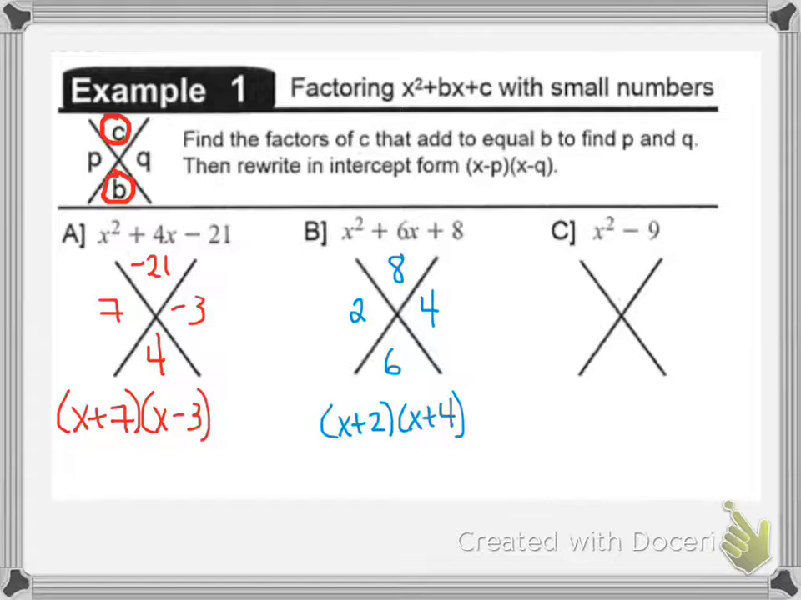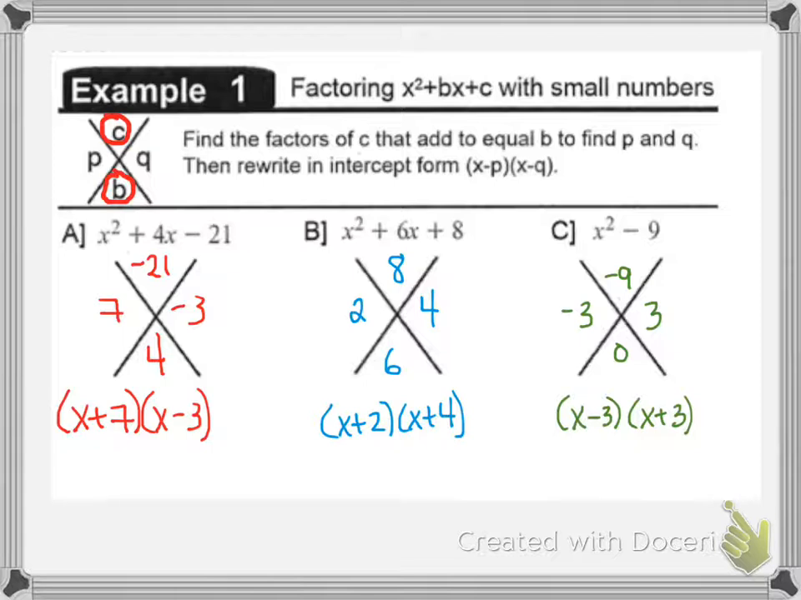Let's look at our last example here, x squared minus 9. Our c is negative 9, and we don't see an x term, so our b is 0. So we're looking for two numbers that multiply to negative 9 and add to 0. Could be negative 3 and positive 3. So x squared minus 9 factors to x minus 3 times x plus 3.